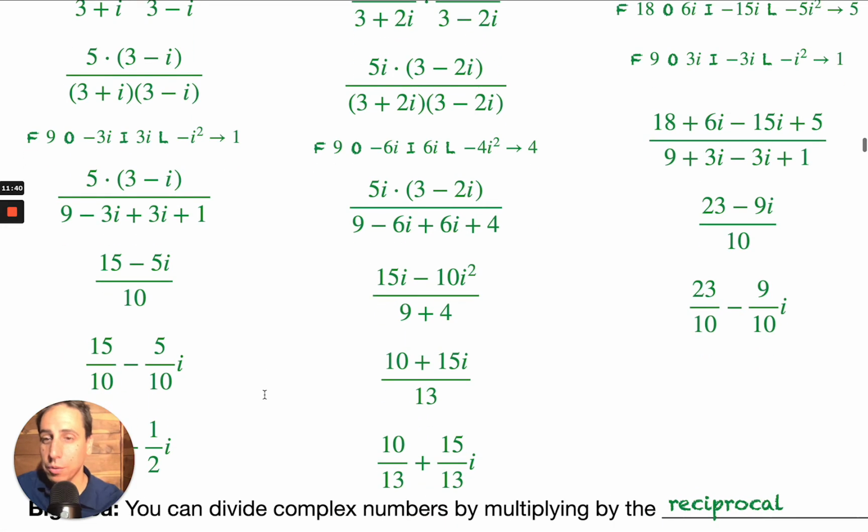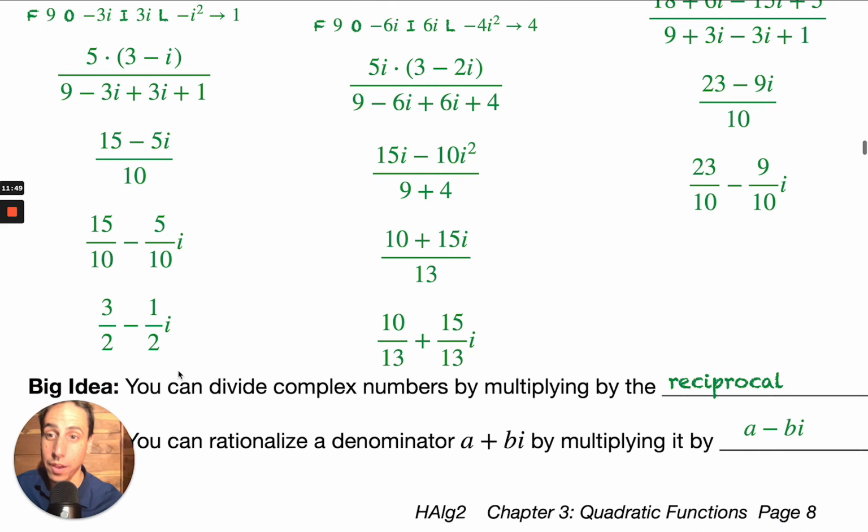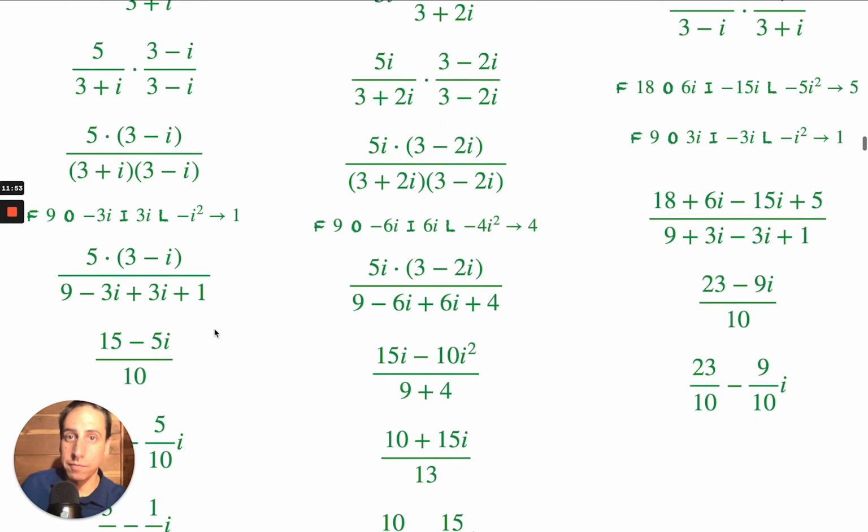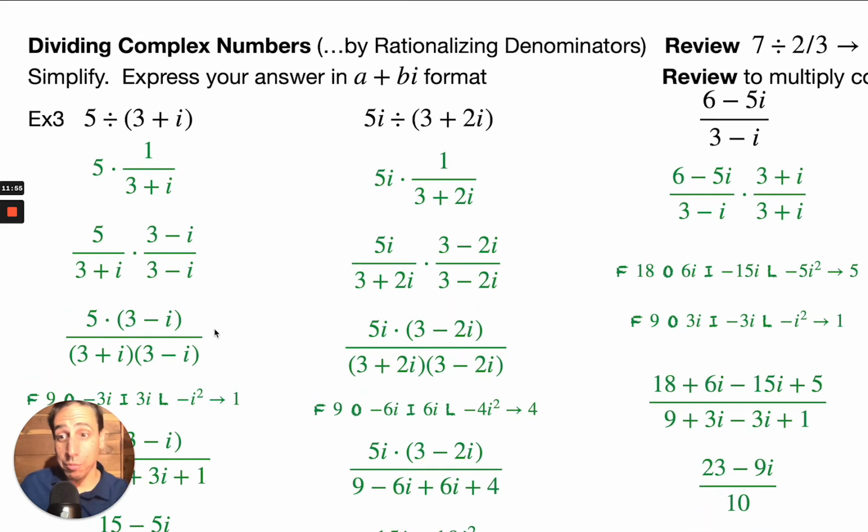So you can even split this up into a plus bi format. 15 over 10 and negative 5 over 10. Notice both of these have to be over 10. And then when you do that, you can simplify them and you get a plus bi. That's the format. That was a huge, long process. Let's do it a few more times just to get comfortable with the idea.